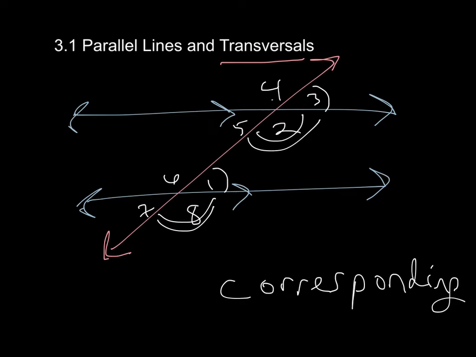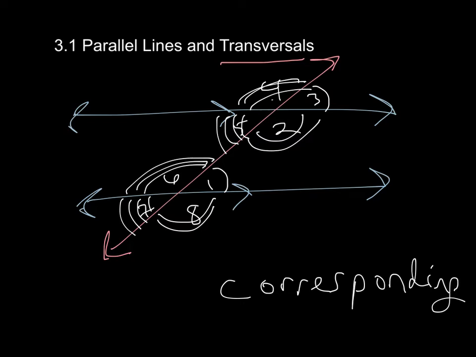So which other ones do you think are corresponding? 6 and 4. Notice I am putting the number of dashes to mark congruency. So 1 and 3 each have 1 mark, so they're both congruent. 2 and 8 have 2, 6 and 4 now have 3, and then 5 and 7 have 4. Because the number of marks lets us know which ones have congruent measurements.